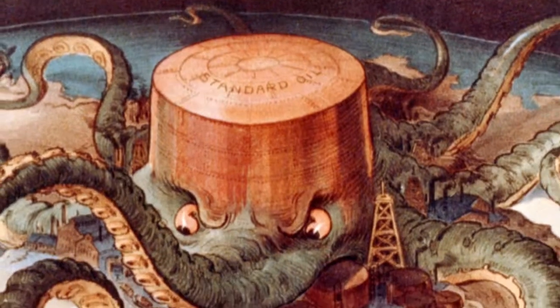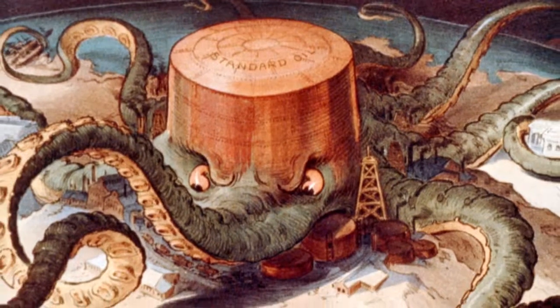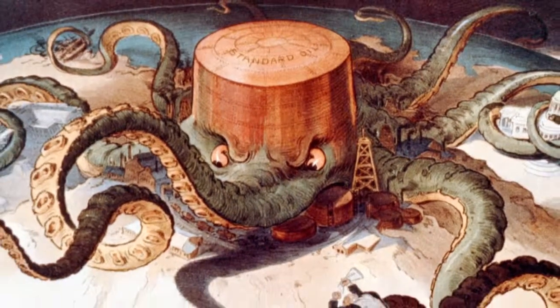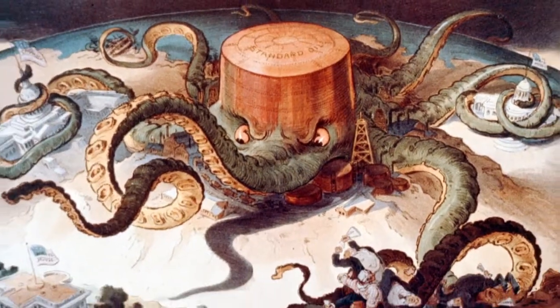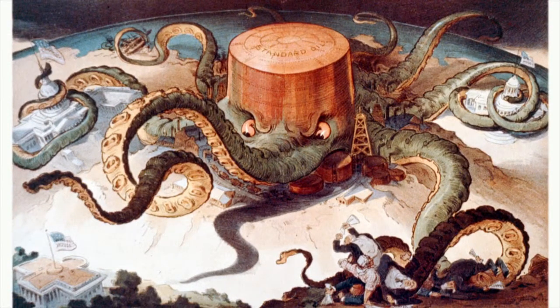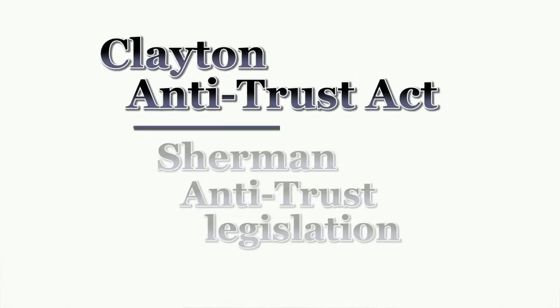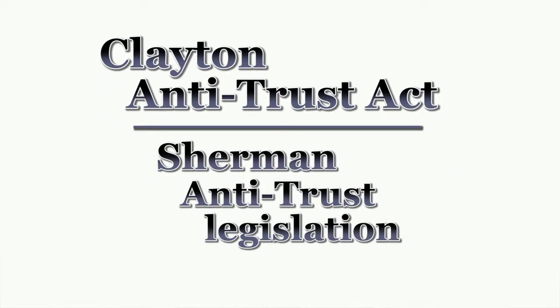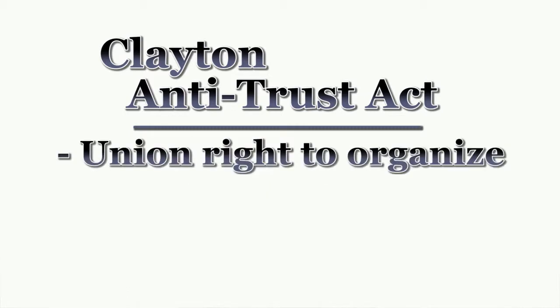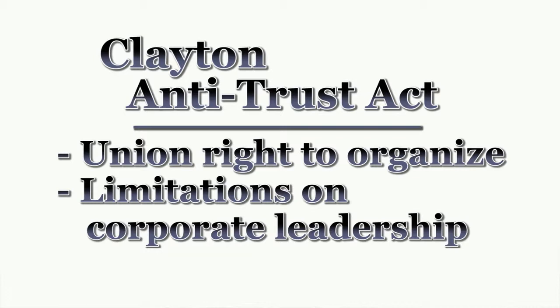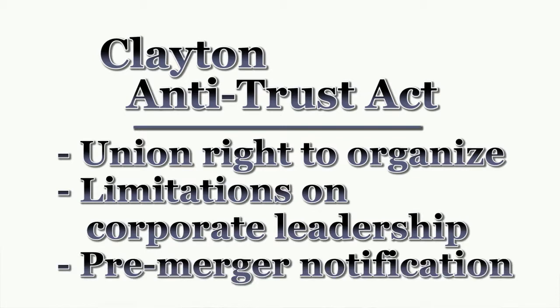Among the most influential muckraking works on this subject was Ida Tarbell's 1904 The History of Standard Oil, which exposed questionable and monopolistic business practices. These exposés helped secure the passage in 1914 of the Clayton Antitrust Act, which was built on the 1890s Sherman antitrust legislation. The new act included specific provisions for unions' right to organize within major industries, limitations on corporate leadership, meaning one person can't be on the board of two competing organizations. Pre-merger notification became a requirement under this new law.